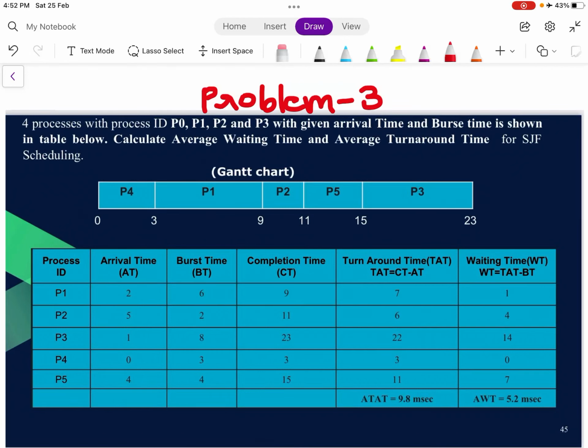Problem number 3. 4 processes with process ID P0, P1, P2 and P3 with the given arrival time and burst time is shown in the table. Calculate the average waiting time and average turnaround time for SJF scheduling. SJF scheduling schedules according to its burst time.